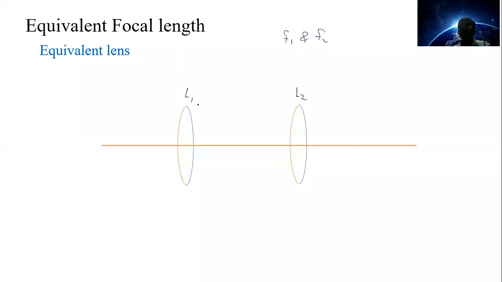Consider two thin lenses L1 and L2 of focal lengths F1 and F2 mounted coaxially. Let X represent the distance of separation between them. X represents the distance of separation between the lenses. Here the medium is air.